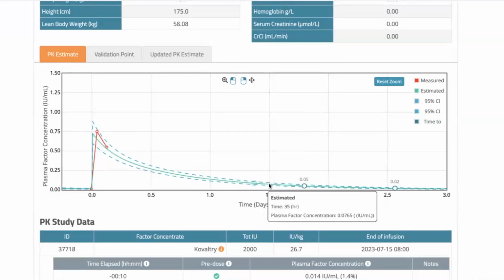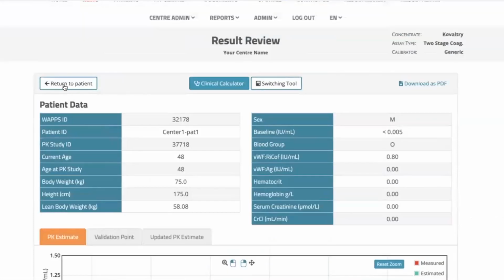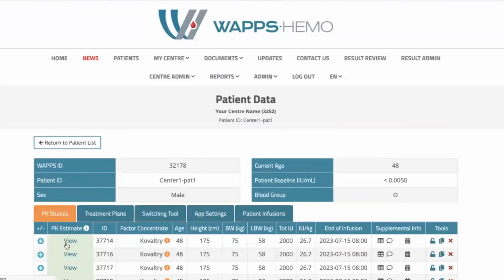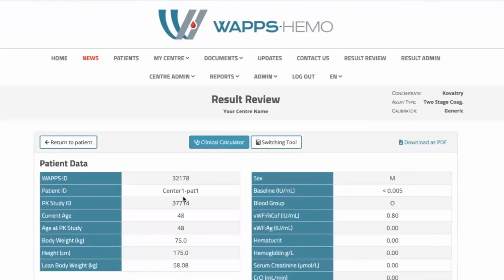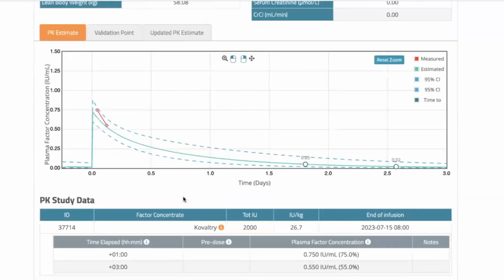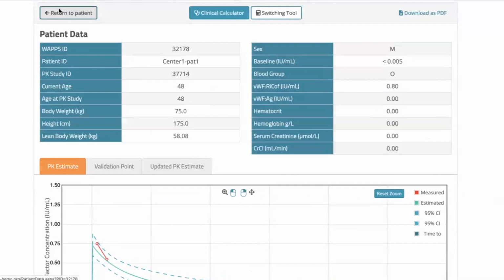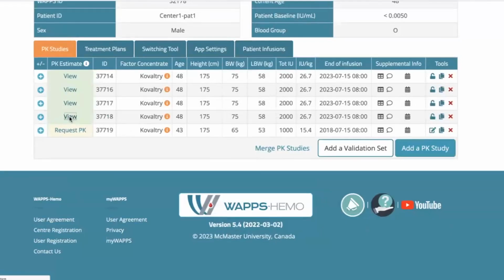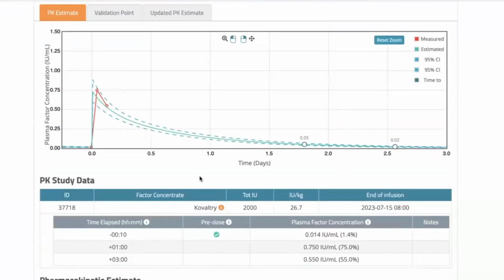This is the graph using the pre-dose. Can you see a new graph now? This is the graph without the pre-dose. See how broad, how wide these confidence intervals are? Because I have a lot of uncertainty on the late portion of the curve. Instead, if I provide the pre-dose, that uncertainty is eliminated.